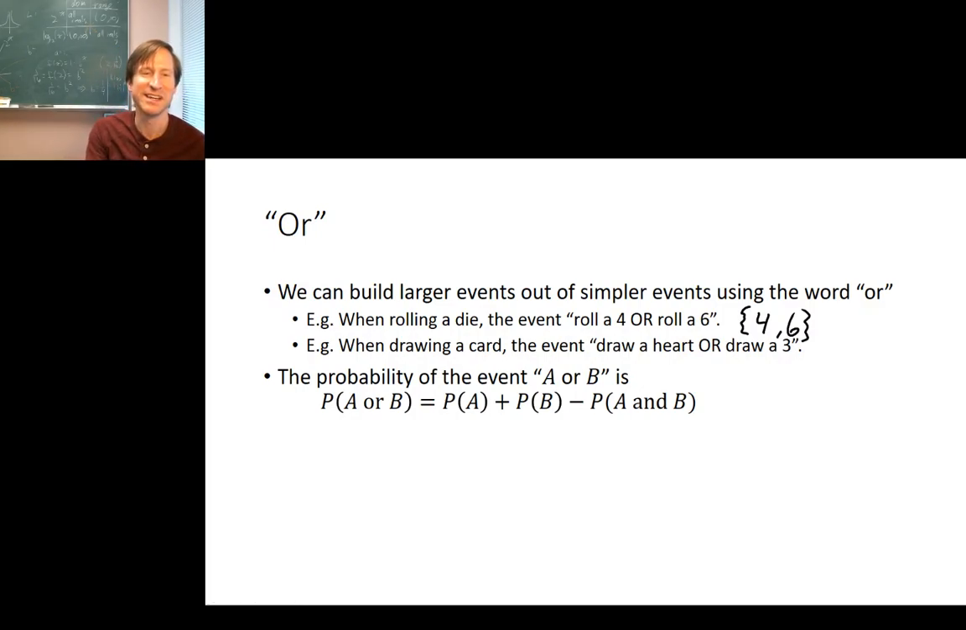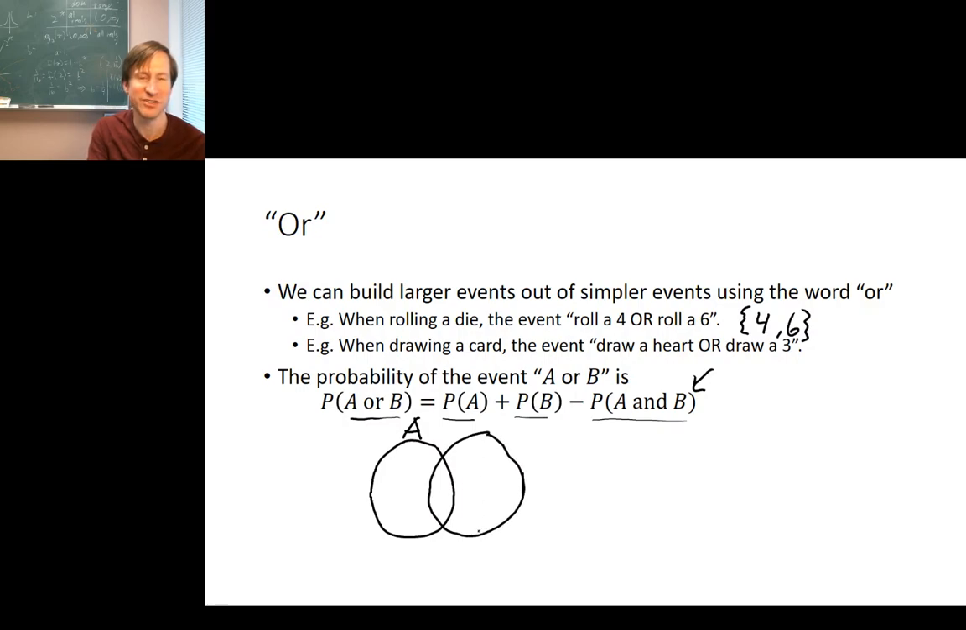for the probability. The probability of A or B is the probability of A plus the probability of B minus the probability of A and B. This last piece might be a little bit of a surprise, but it makes sense if you draw a diagram of your possible outcomes. So remember, the event A is a collection of items in the sample space. So here I'm sort of diagrammatically picturing the event A. The event B is also some collection of items in your sample space.